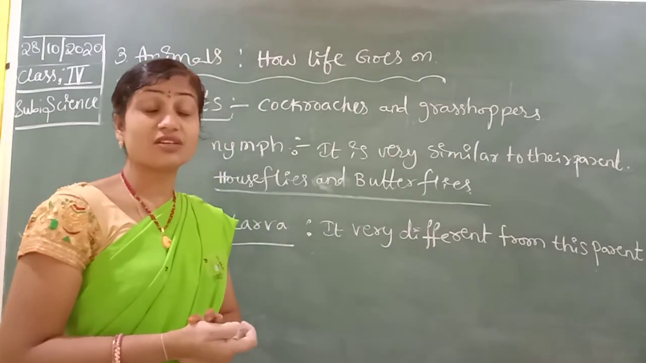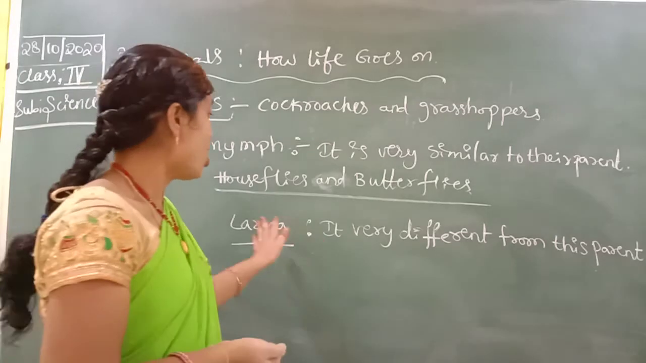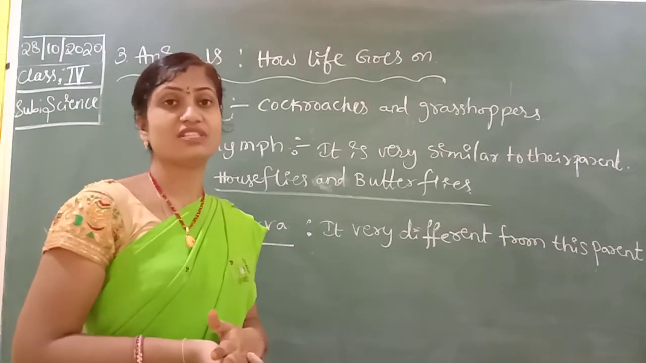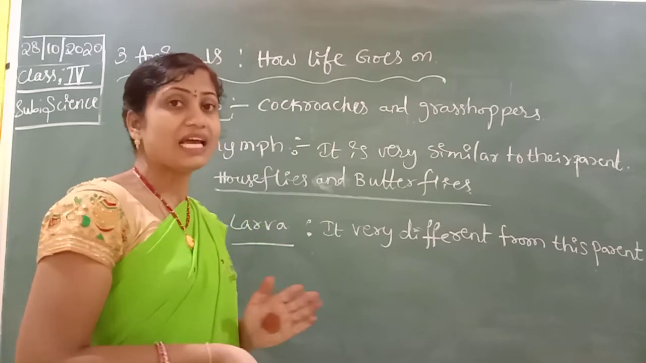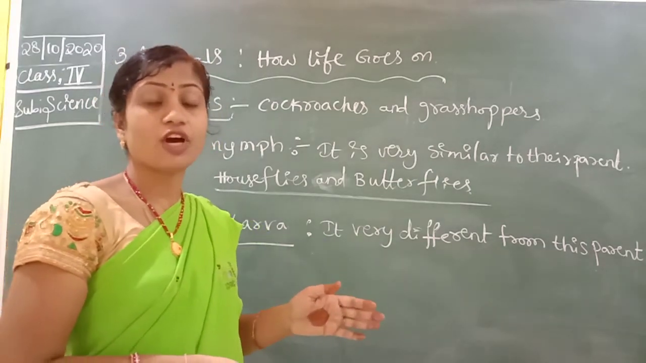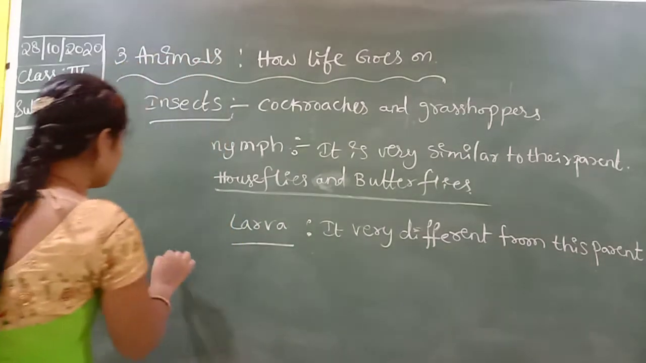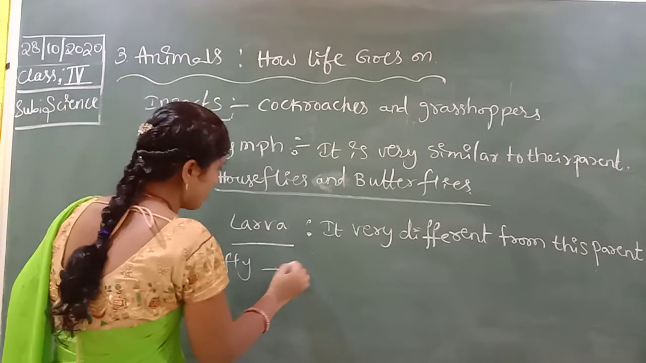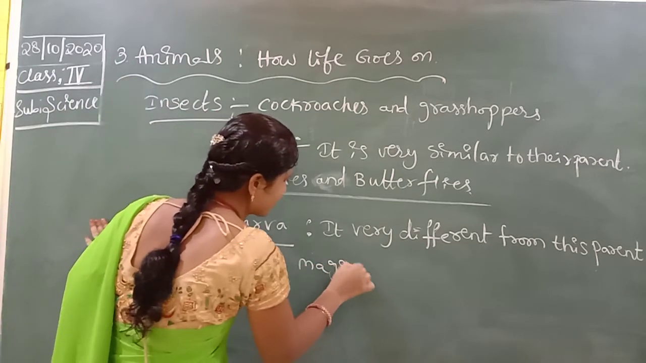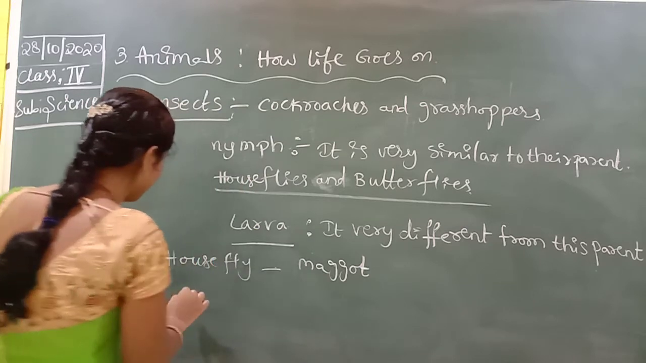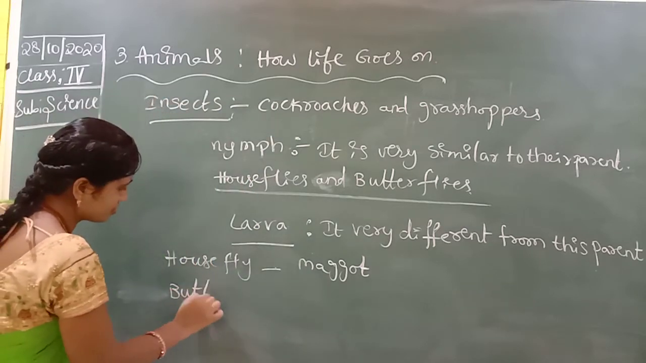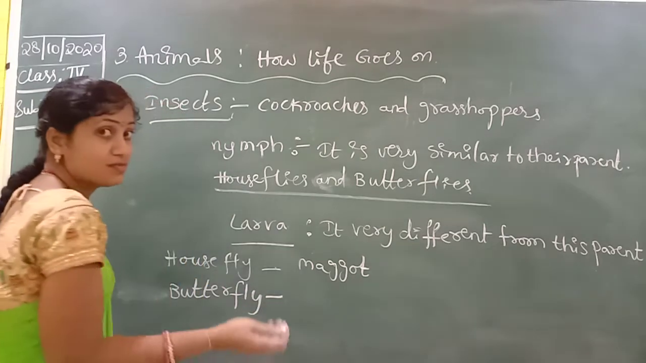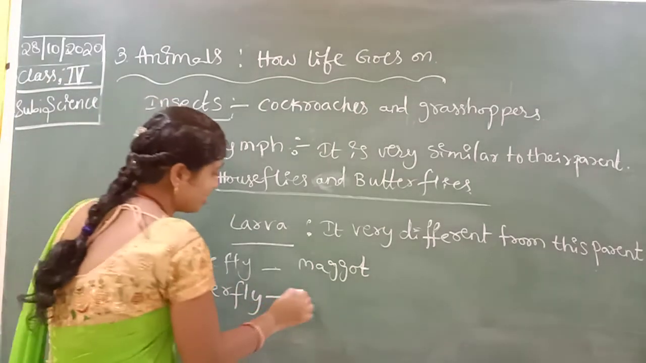And here also there are 4 stages in houseflies and butterflies, and these babies have different names. The housefly baby is called a maggot. Okay, next, the butterfly. The small baby is called a caterpillar.